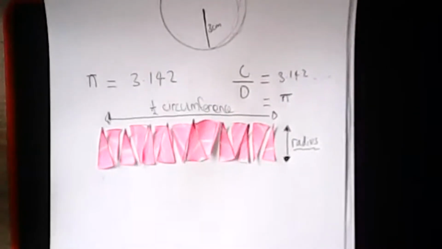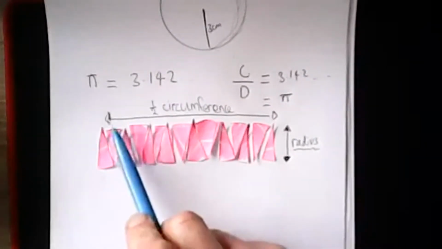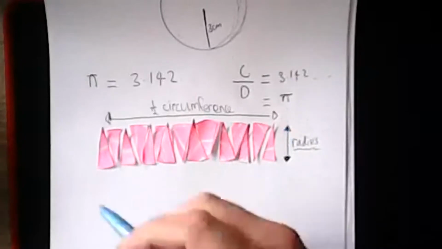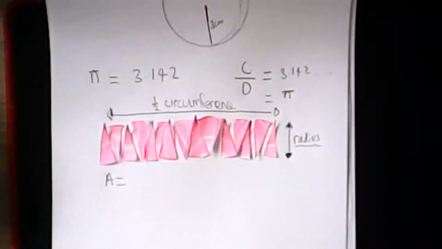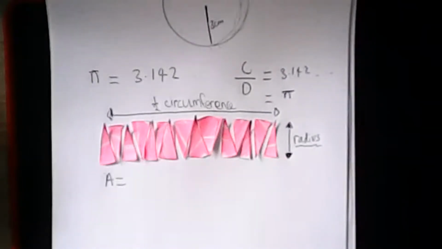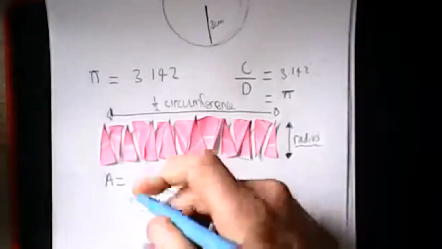So the next question is, how do we work out the area of a rectangle? Okay, that's right. So we've got the area of a rectangle. Some correct answers there: it is length times width.